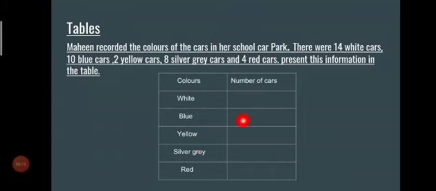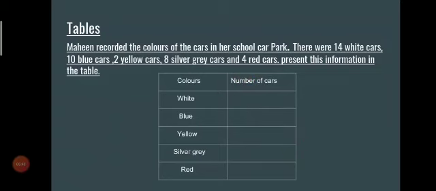Look here. There are 14 white cars, so 14 will come in front of the white box. 10 blue cars, 10 will come here. 2 yellow cars, 2 will be here. In the same way, you are going to place 8 silver gray cars in front of the silver gray box, and 4 red cars in the last box.